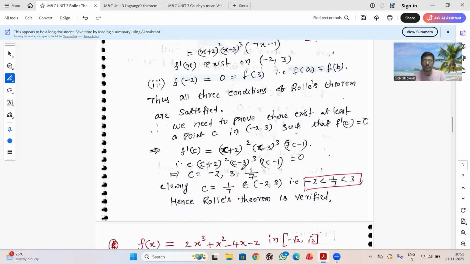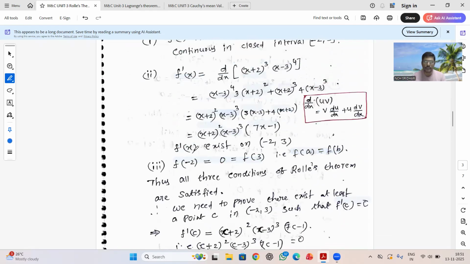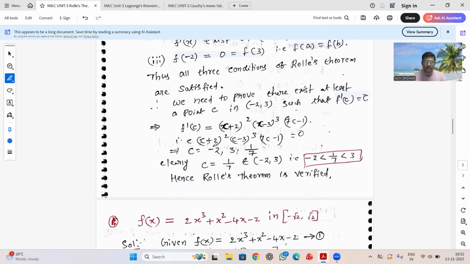Clear? So we need to prove there exists at least a point c in the open interval minus 2 comma 3 such that f dash c is equal to 0. First we need to write c in the place of x in this expression. So when we write c, we get f dash c is equal to (c plus 2) whole square into (c minus 3) whole cube into (7c minus 1).